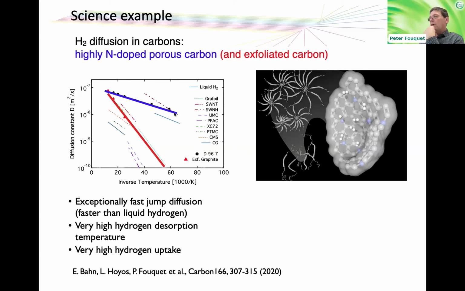And you see that the mobility is very, very strong for this one, making it a very interesting storage material. You also have a very high hydrogen content for them. They can take up a lot of hydrogen. And you see this here compared in this plot of diffusion constant versus inverse temperature.